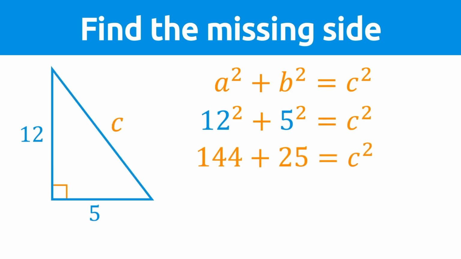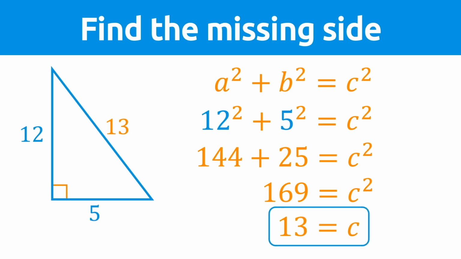12 squared is 144, and 5 squared is 25. 144 plus 25 is 169. So we have 169 equals c squared. To solve for c, we need to take the square root of both sides. The square root of 169 is 13, and the square root of c squared is just c. So c is 13. We found our missing side. Nice work. Let's look at another example.